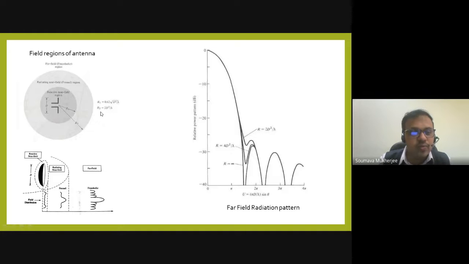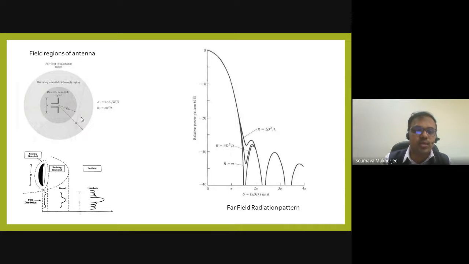So basically you have to put your measurement setup into the far field region, that is 2D square by lambda, where D is the largest dimension of the antenna and lambda is the operating wavelength. You need to keep at least this distance to measure the radiated field, because below that your field is radiating less, and there is reactive power.